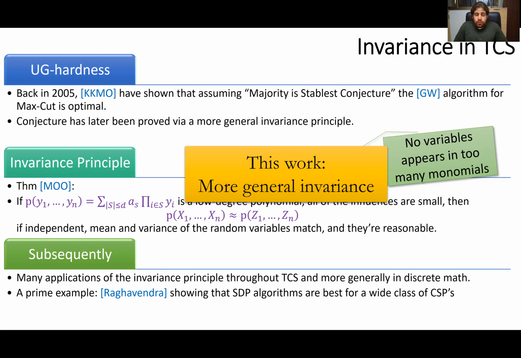So the main goal of this work is to prove more general invariance principles, or invariance principles for other domains other than product domains, when x1 to xn are not independent, but they may have some dependencies.